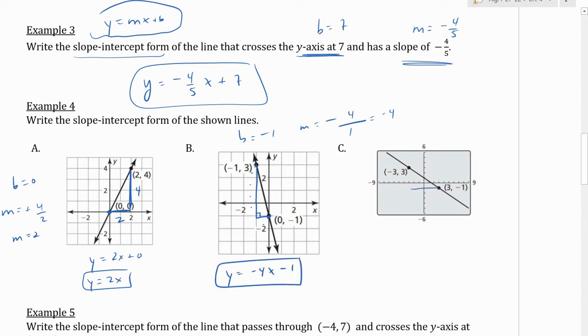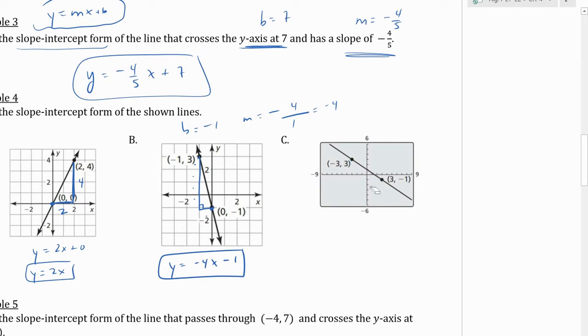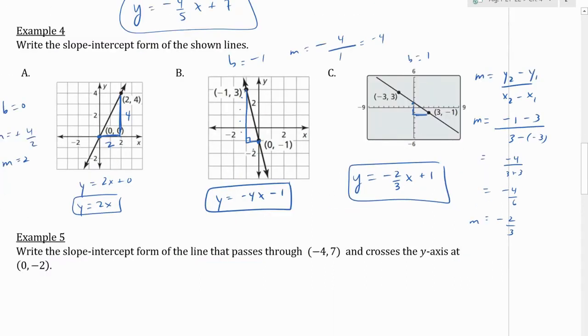This one, it might be easier just to do the slope formula, since you can't see the grid. Remember, we know a formula that will get us the slope when we know 2 points on the line. So second y minus first y, over second x minus first x. I get negative 4 over 3 plus 3. Negative 4 over 6. It's negative 2/3 is my slope. And I can tell this, 2/3, yep, it would land right there. My y-intercept's definitely 1. There's the equation of that line.